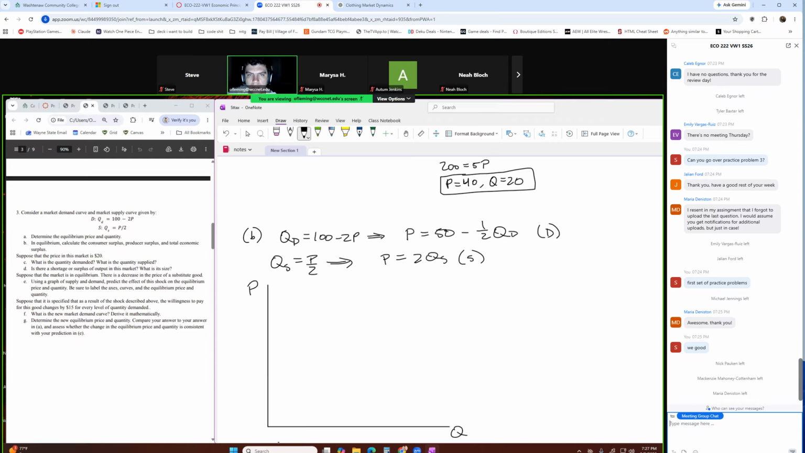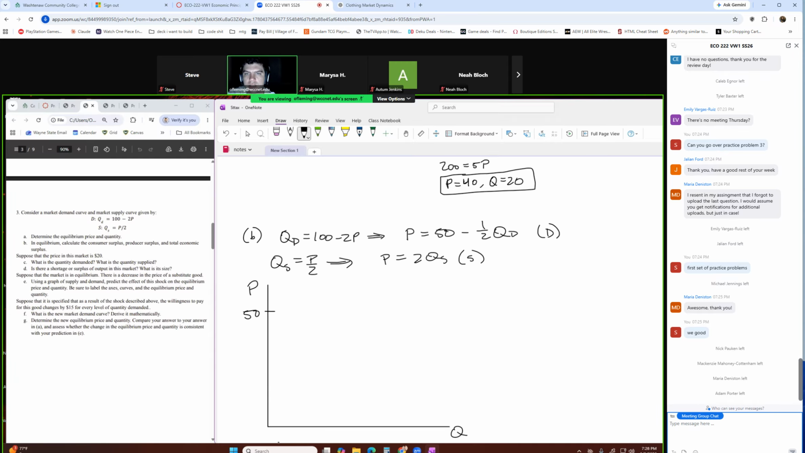Now, when I go to draw this, I have Q, P, and for demand, I'm going to start here at 50, like so. And then it is going to come down to 100.